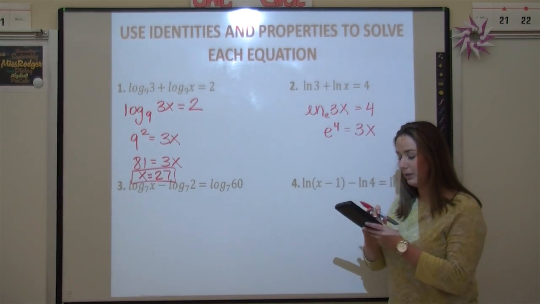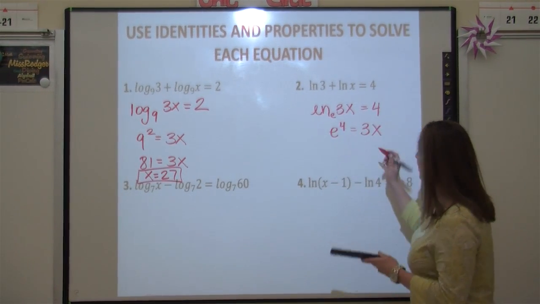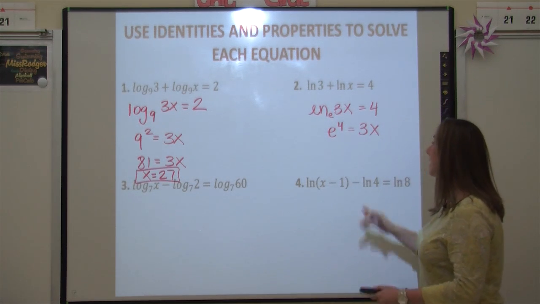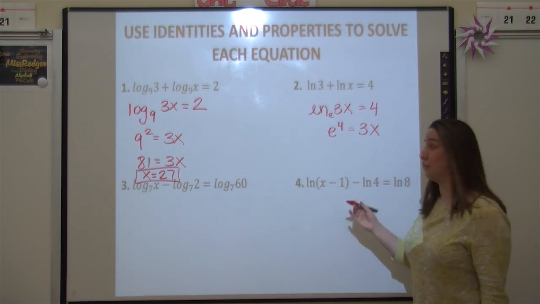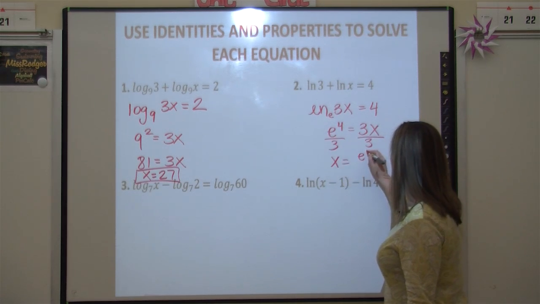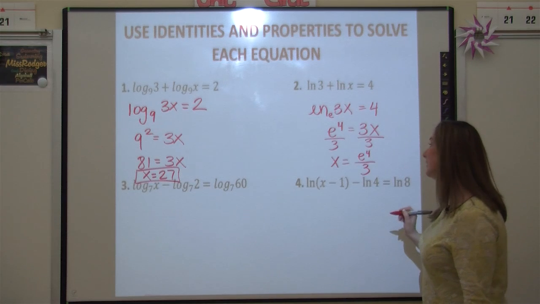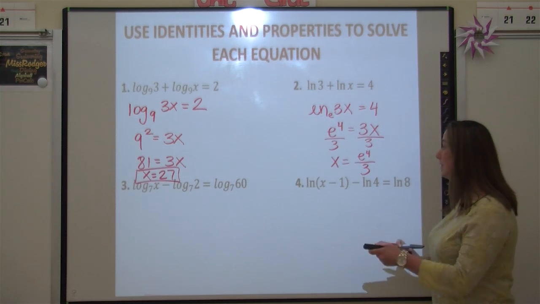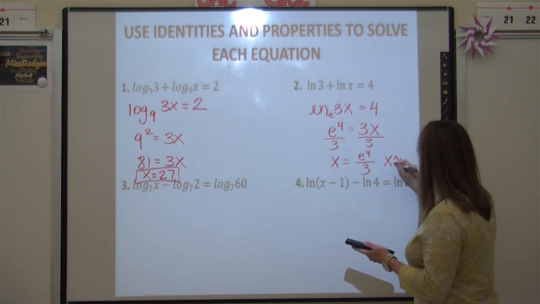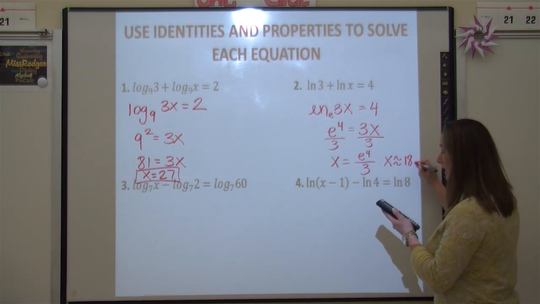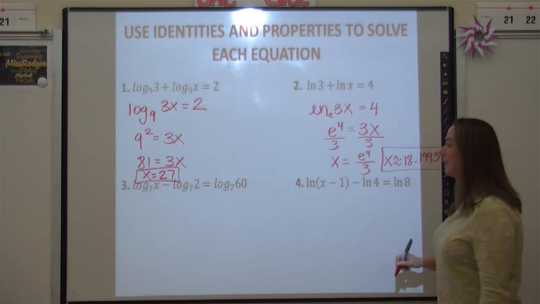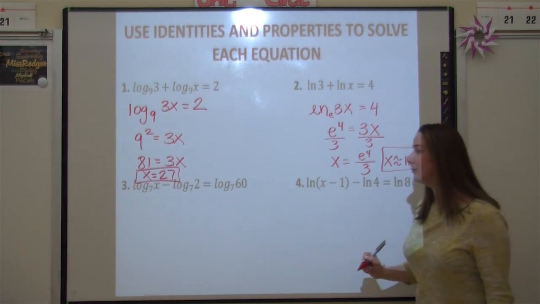So e to the 4th is going to equal about 54.598, but I am dividing this value by 3. So before I actually do that, I want to have the most precise answer possible. So x is going to equal e to the 4th divided by 3. And I can just do this on my calculator, and I get x equals approximately 18.1993. Let's take a look at 2 more.